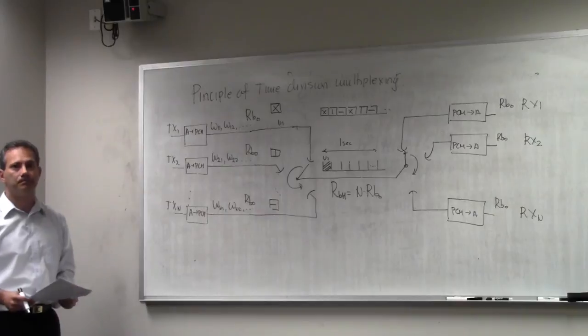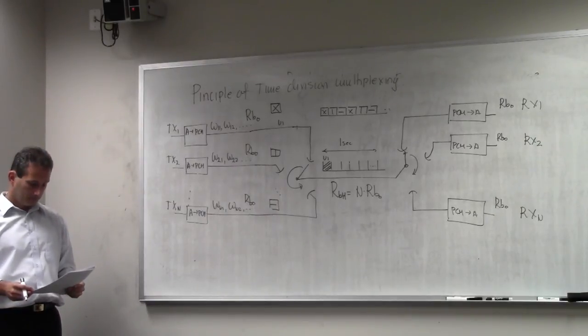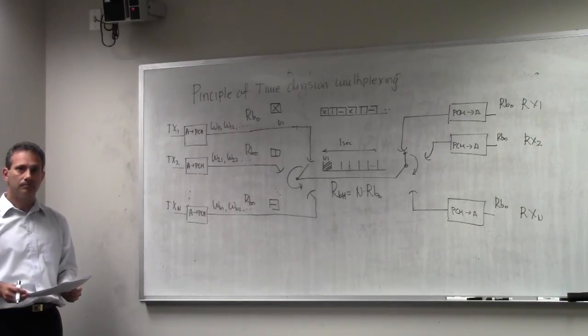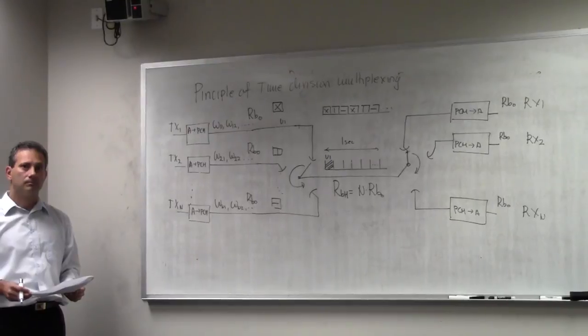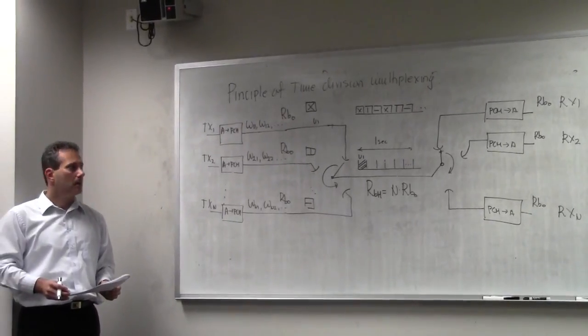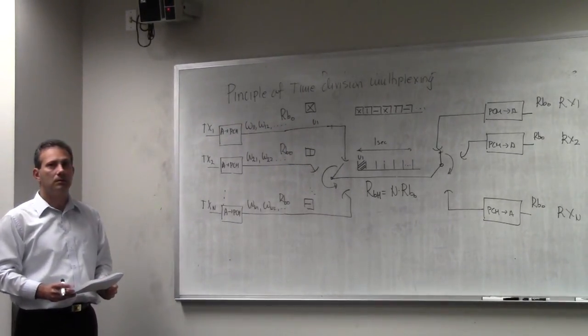Go ahead. Does that have to be in the same order, like 1, 2, 3, or can the order shift? Can user 1 send in the first slot, then user n send in the second slot? What if some user doesn't send anything?